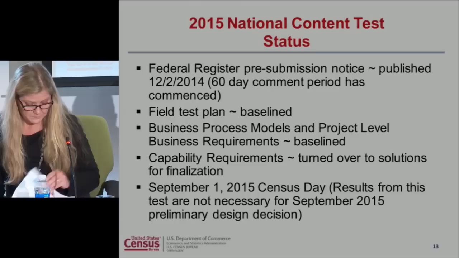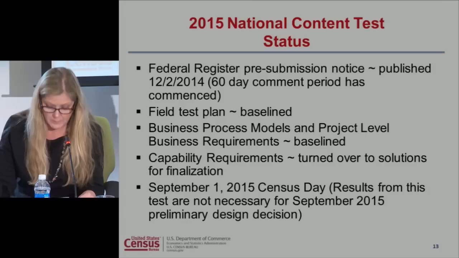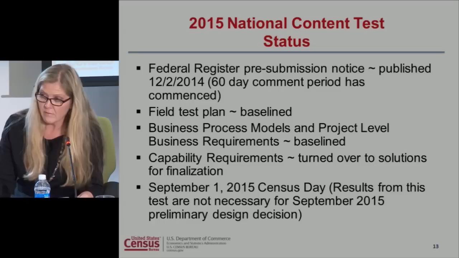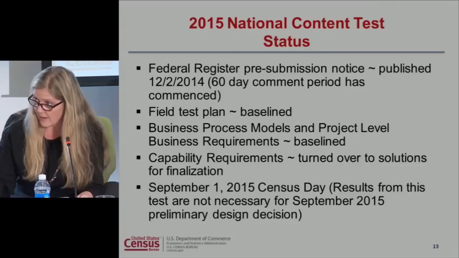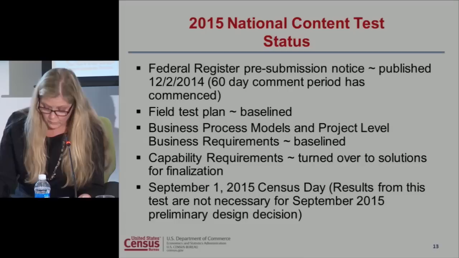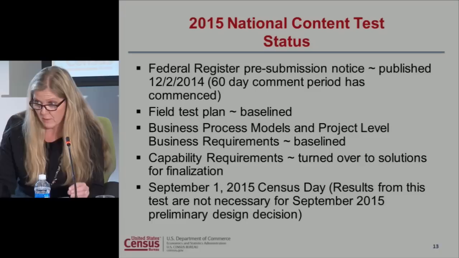A Federal Register pre-submission notice was published on December 2nd, and our 60-day comment period has commenced. The field test plan is also baselined. The business process models and project-level business requirements are baselined. Our capability requirements have been turned over to our solution providers to be finalized, and we are on track for our census day of September 1st. And I just wanted to highlight that results from this test are not necessary for our September 2015 preliminary design decision.